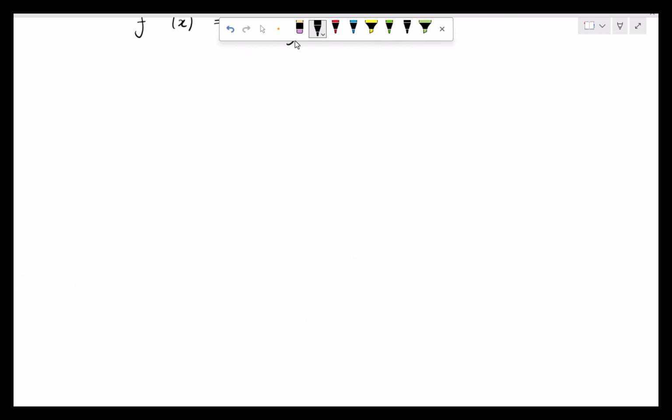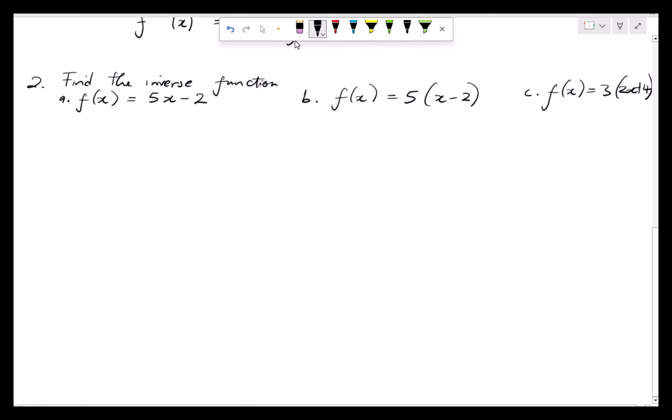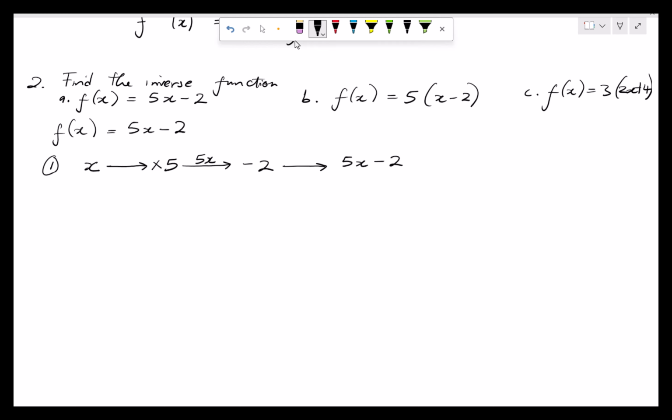I'm going to have example number 2. So starting with a, which is f of x is equal to 5x minus 2. We're going to map this function, so I'll just name it number 1, and starting from x, we are going to multiply by 5 in order for us to get 5x. And then we subtracted 2 in order for us to get 5x minus 2.